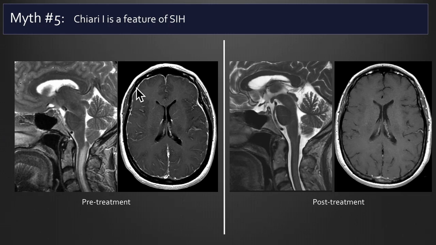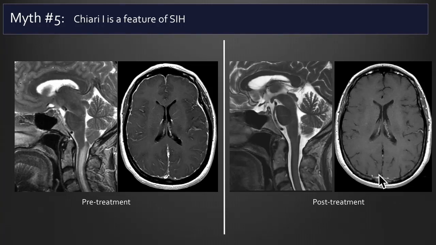Here is a case of a patient with cerebellar tonsil ectopia leading to presyrinx edema in the cervical spine. But if you look carefully, you'll see that the mammillary bodies are sitting down all the way at the bottom of the suprasellar cistern, which is completely effaced, and this patient had diffuse dural enhancement. After treatment, you can see those mammillary bodies are elevated, the tonsils are elevated, the presyrinx edema is gone, and the dural enhancement is gone.